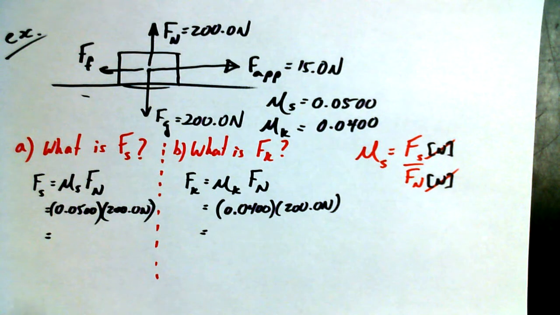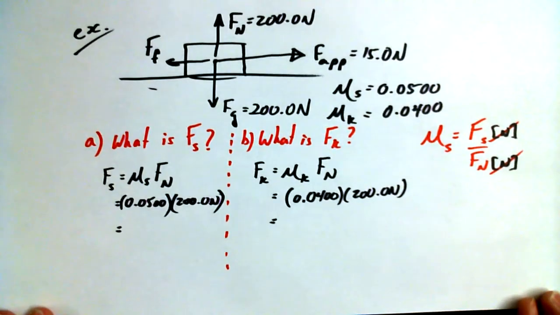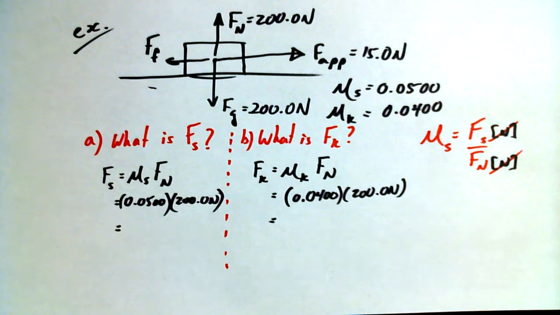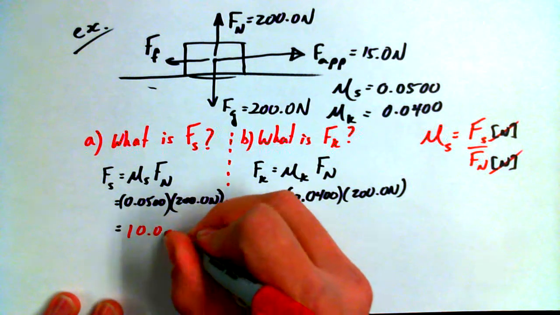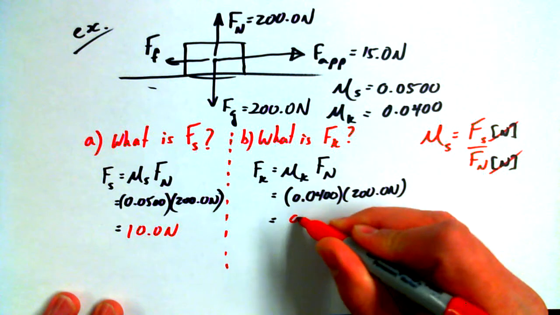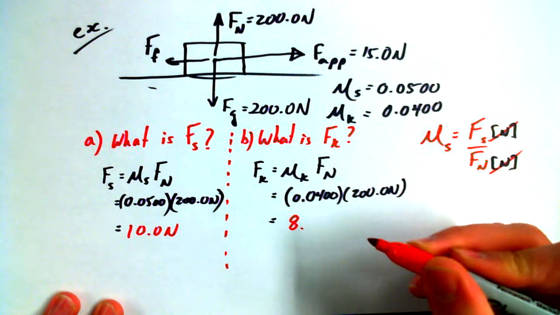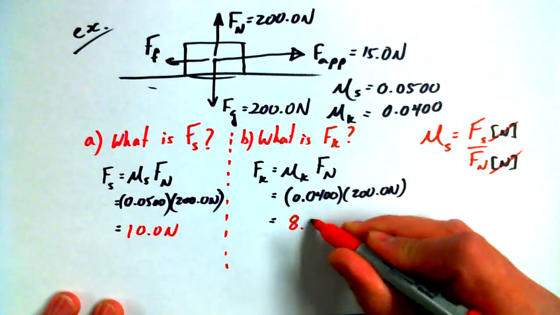It's just a magnitude. So it's just a description of how those two forces interact with each other. So just so you know, don't panic that it doesn't have a unit. I didn't forget the units. I just forgot to explain why it doesn't have any. Alright, so 0.050 times 200, I get 10.0 newtons, and I get 8.0, actually I guess I get 8.00 newtons.